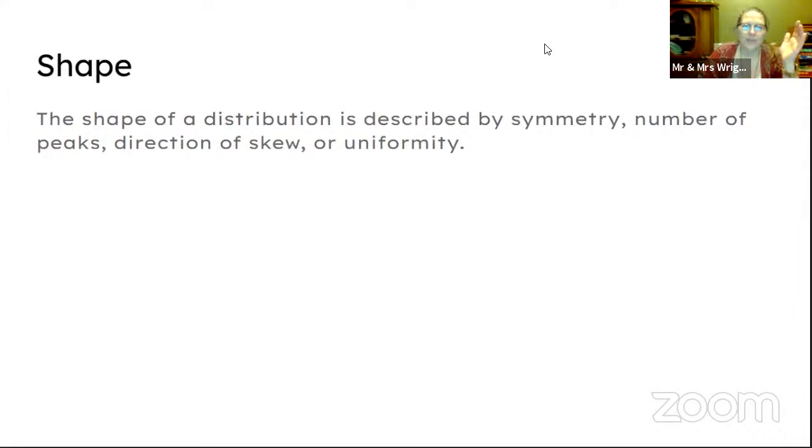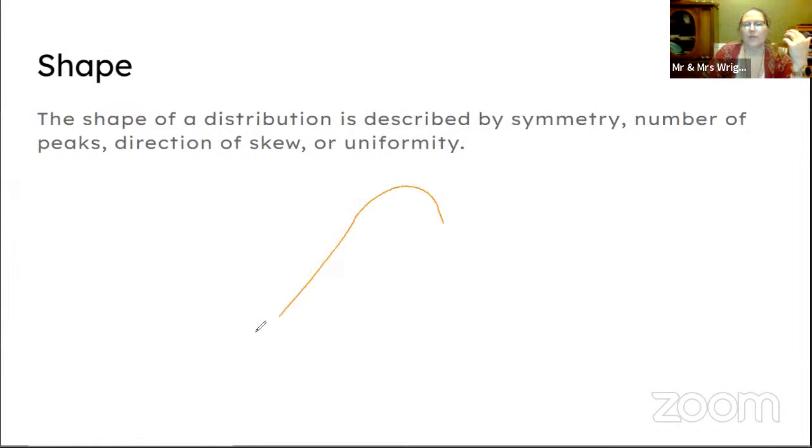Shape. The shape of distribution describes its symmetry, its number of peaks, its direction of skew, its uniformity. So on a normal curve, it's supposed to be, I did not draw it well, but it's supposed to be symmetrical on both sides. Okay, that's one thing you will see.